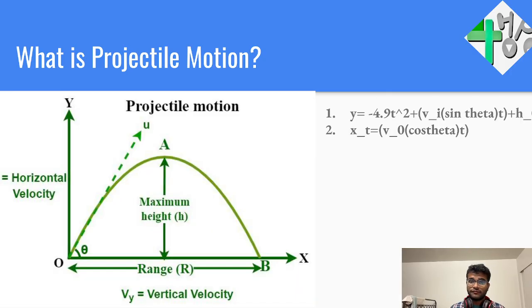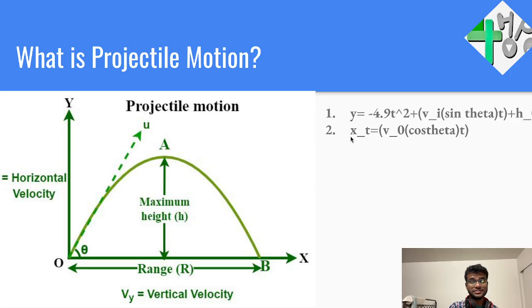Certain formulas that we're going to go over as well is the y component. The first one is the projectile formula. This is essentially y equals negative 4.9 t squared plus the initial velocity, times sine theta, times time, plus the initial height. The subscript 0 represents the initial part of that component. This is the initial velocity, this is the initial height. Theta represents the degree of the angle, and t represents time.